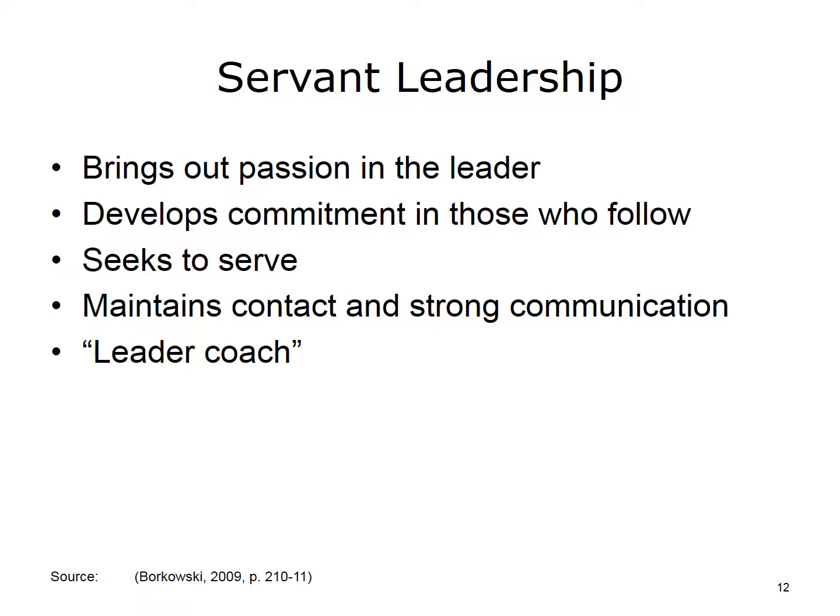Servant leadership is an approach to leading people that begins with a vision that brings out passion in the leader and commitment in those who follow the leader. This type of leader is a leader who seeks to serve. The phrase servant leadership was developed by Robert Greenleaf in the 1970s. These types of leaders will devote themselves to serving the needs of their organization's followers. They are going to focus on meeting the needs of those they lead through contact and strong communication.